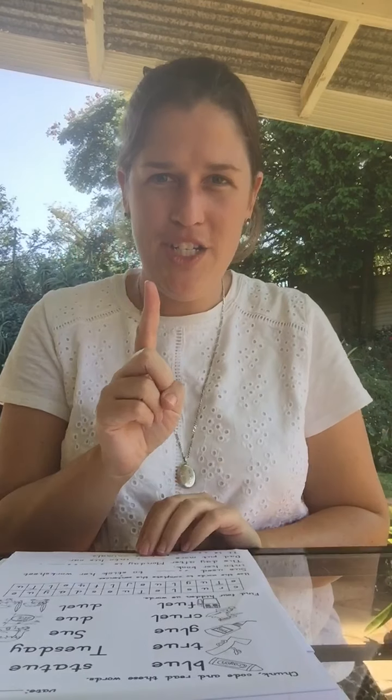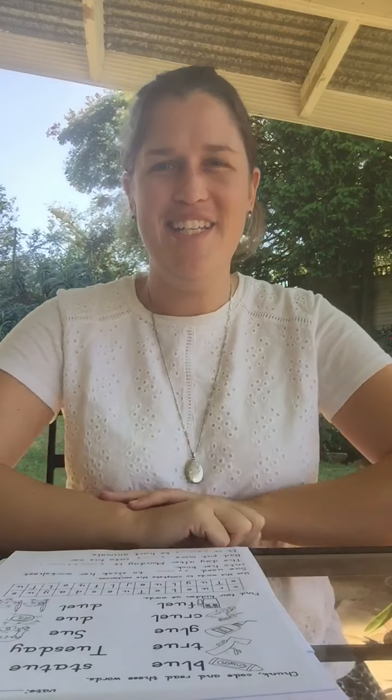Okay, next one, it gets a little bit easier again. Sue gets one chunk. Jew gets one chunk, one line. Okay, and the last one, jewel, one chunk, one line underneath it.